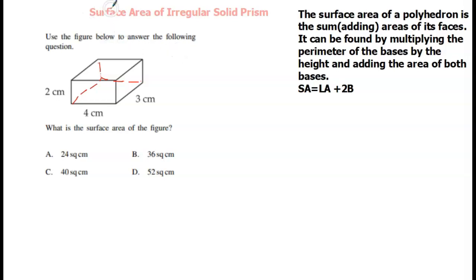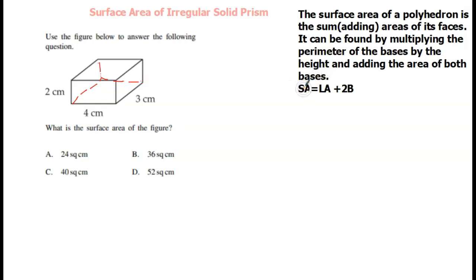Hello, today we're going to look at the surface area of an irregular solid prism. But before we get in there, we will use a regular solid as a review so that when we get to irregular, we will know what we are doing. The surface area of a polyhedron is the sum, which is we are adding, the areas of its faces, and it can be found by multiplying the perimeter of the base by the height, adding the area of both bases.